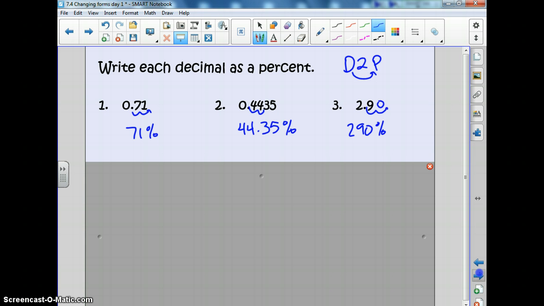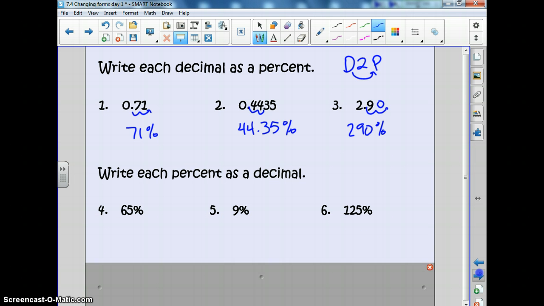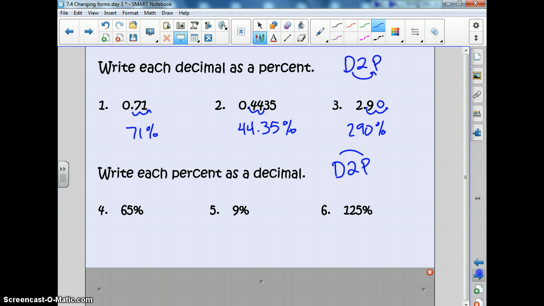Because we know that percents and decimals, they're just parts of 100. This is 71 hundredths, 71%. All right, moving down to the next part. Write each percent as a decimal. So now we're going, same thing, decimal to percent, D2P, but I'm going this way now. I'm going from right to left, so I need to move my decimal point to the left.